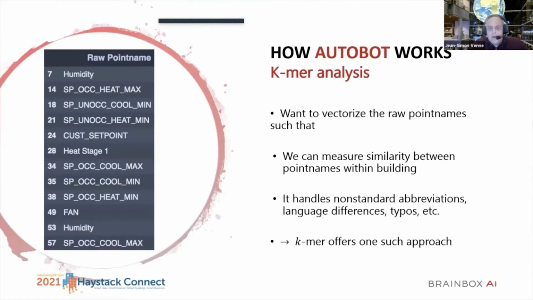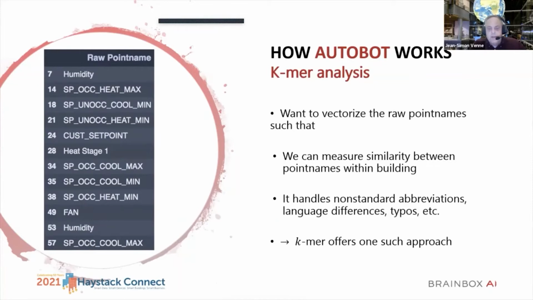Well, we receive these raw point names when we connect to a building, which sometimes make sense, sometimes don't. And we basically use these raw point names as the initial information that we're ingesting. Using that, we start to decompose them. I'm going to show you in the next few slides how we decompose them and how we use K-mer to develop a common base that's going to be very important for us to be able to do the mapping automatically.